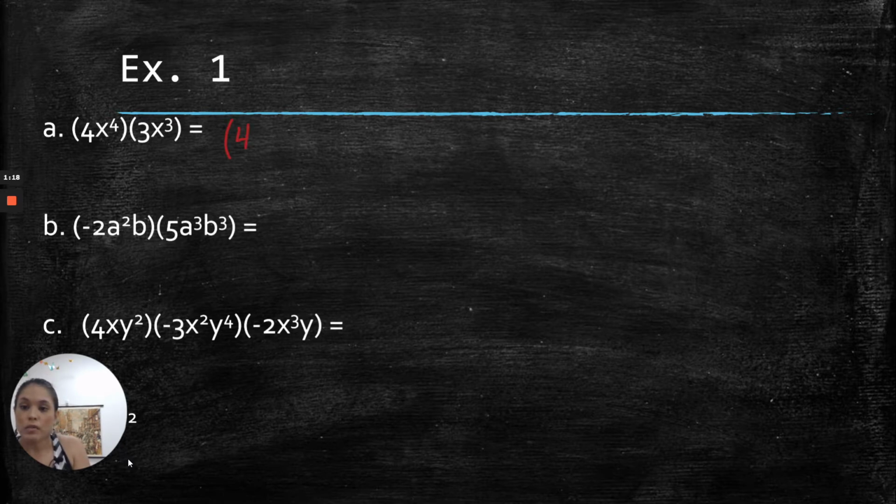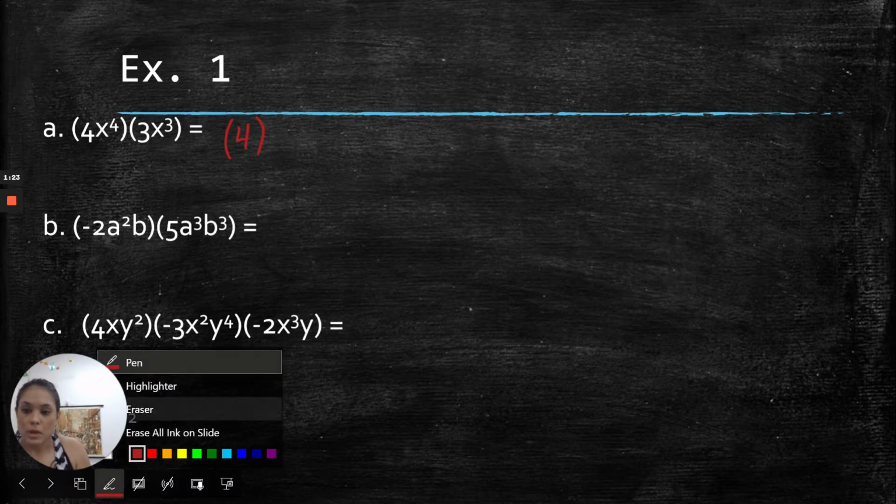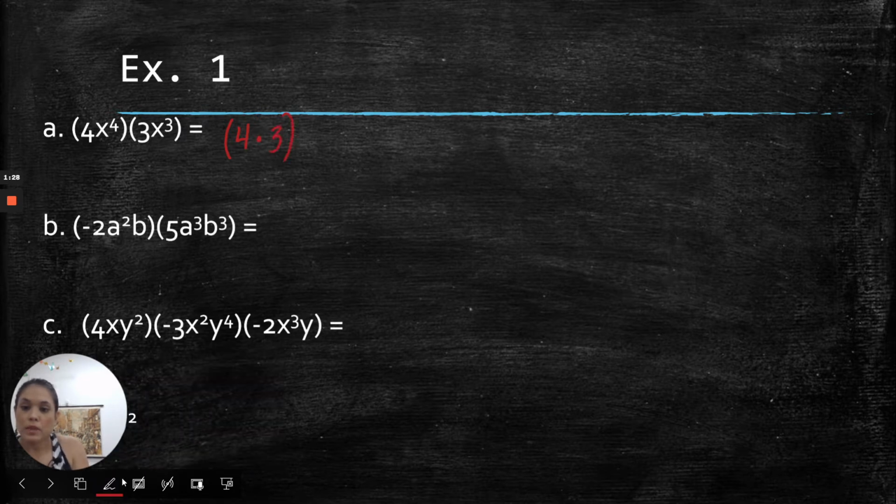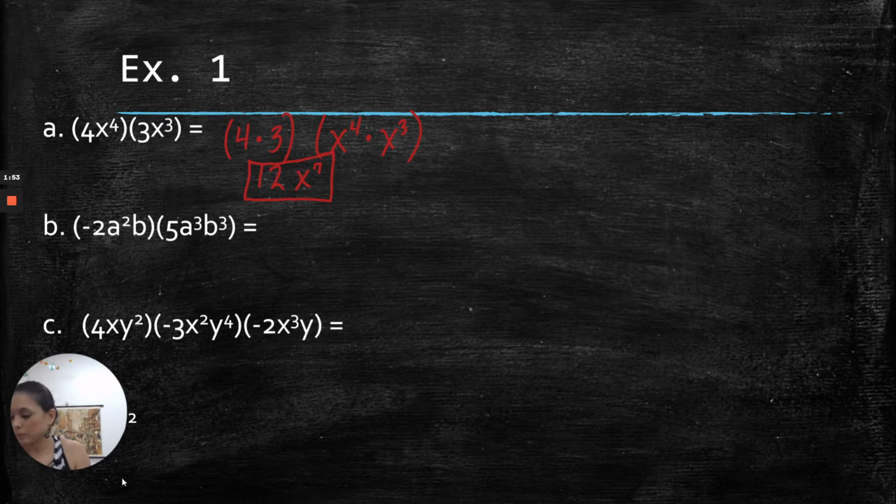So 4, let me just erase that, parentheses, 4 times 3 times x to the 4th times x cubed. So if I multiply 4 times 3, this is 12. My bases are the same, and I'm multiplying so I can just add my exponents. 4 plus 3 is 7, so my answer is 12 times x to the 7th power.